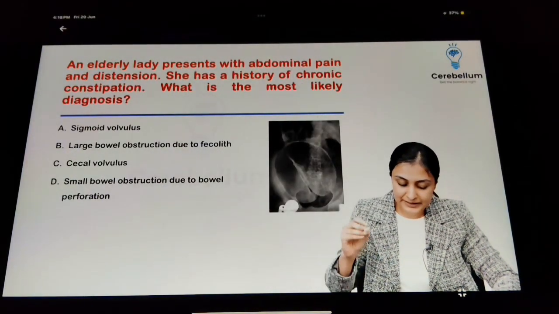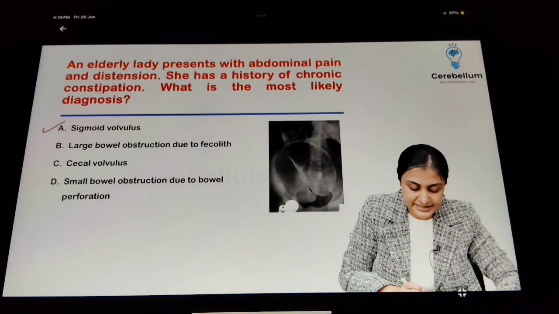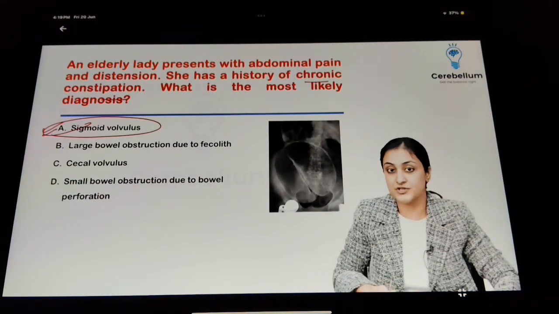Next, abdominal pain, distension, chronic constipation. Look at the image. 2 tubes, coffee bean, ahaustral. This indeed is sigmoid volvulus. The history also favors the diagnosis.